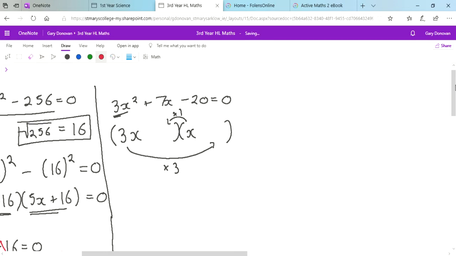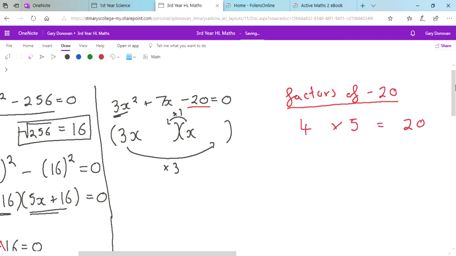So we have minus 20 here. So we get the factors of minus 20. So just get the factors of 20 first. So we have 4 times 5 equals 20. So we could have minus 4 times plus 5 gives us minus 20. Or we could have 4 times minus 5 gives us minus 20. We could have 10 times 2. So let's say minus 10 times 2 gives us minus 20. Or 10 times minus 2 gives us minus 20.